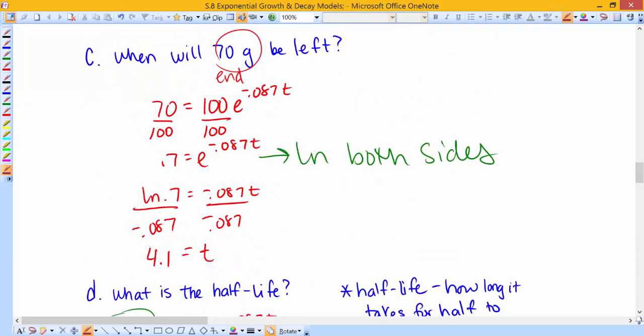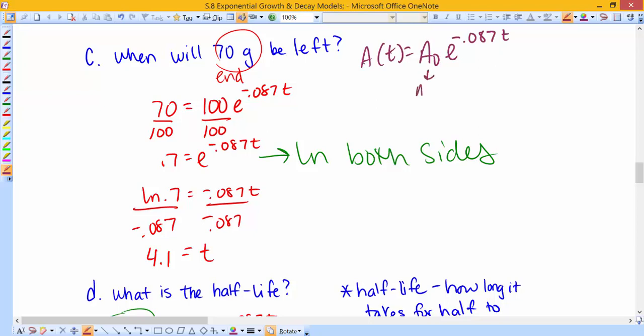When will there be 70 grams left? So I'm using the same formula again, where it's A of t equals A sub 0 e to the negative 0.087 t.